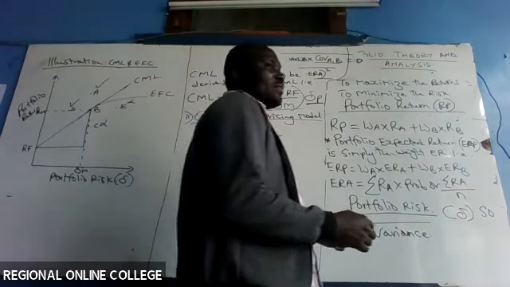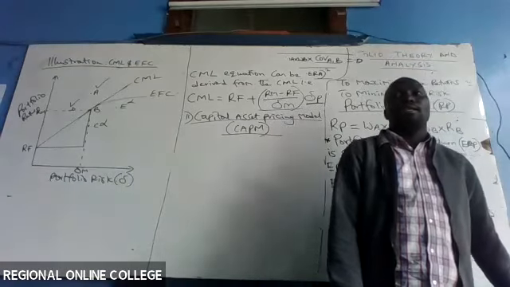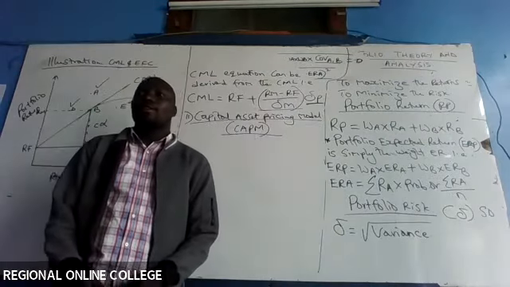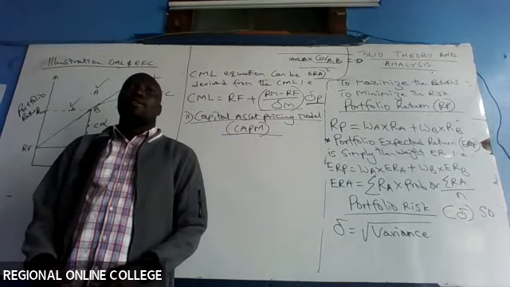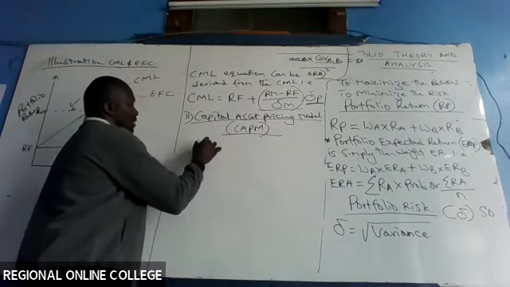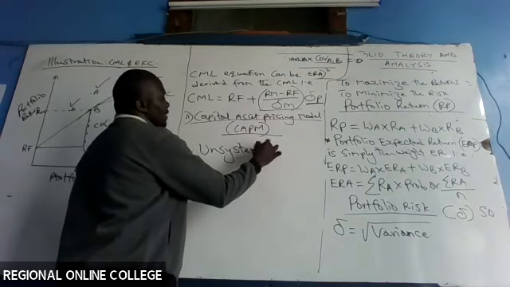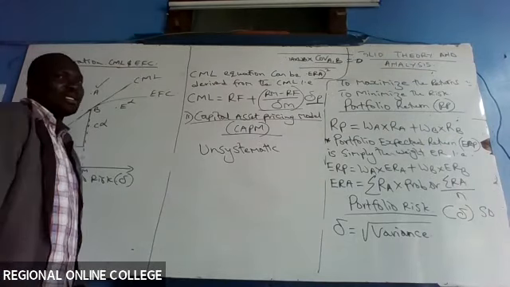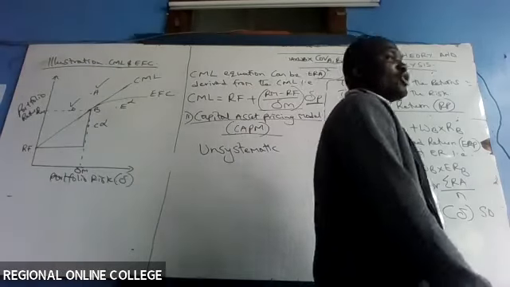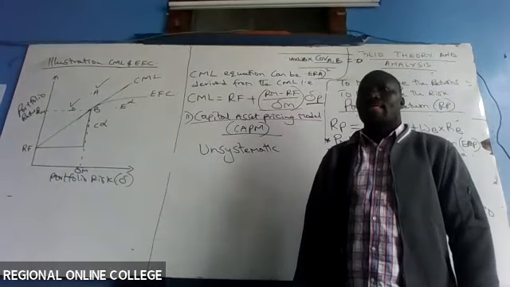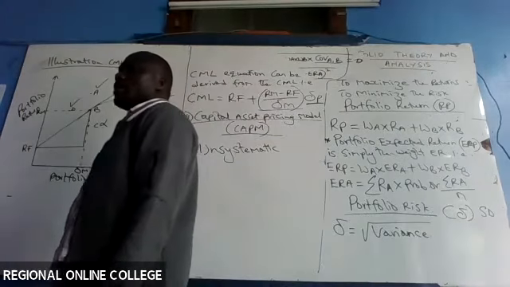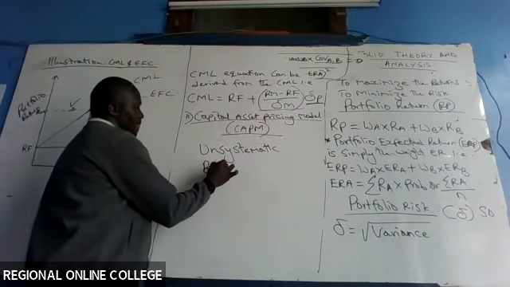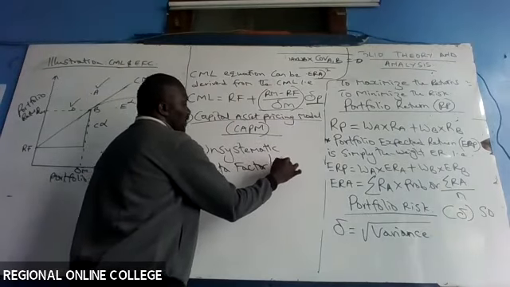So let's see the reason. In reality, portfolio formation should diversify unsystematic risk. Hence, only systematic risk should be considered, as measured using beta factor, or beta coefficient.